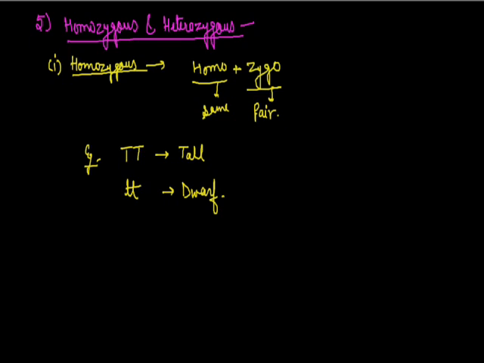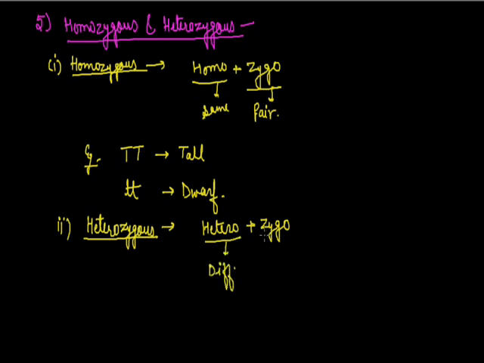The next point is about heterozygous. Again you can read this as hetero plus zygo. Hetero means different, zygo means pair. If both kinds of alleles are written in a pair, then you can say it's a heterozygous trait. Like again, tallness can be written like this: capital T with small t. Both alleles are available in this trait. The first one represents the tall feature, the dominant feature, and the second one expresses the dwarf feature. If both alleles are found in the same pair, then you can say it's a heterozygous condition.